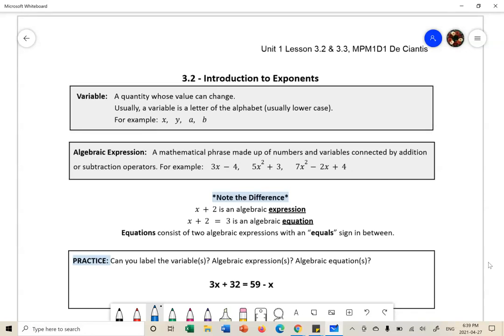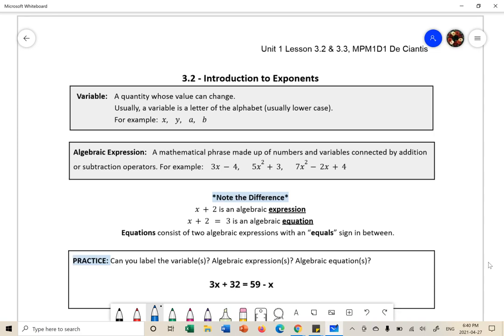Today's lesson is on chapter 3.2, Introduction to Exponents, as well as 3.3, Exponent Laws. Let's start with 3.2. A variable is a quantity whose value can change. Usually a variable is a letter of the alphabet, usually lowercase. The most common variables that we use are x, y, a, and b.